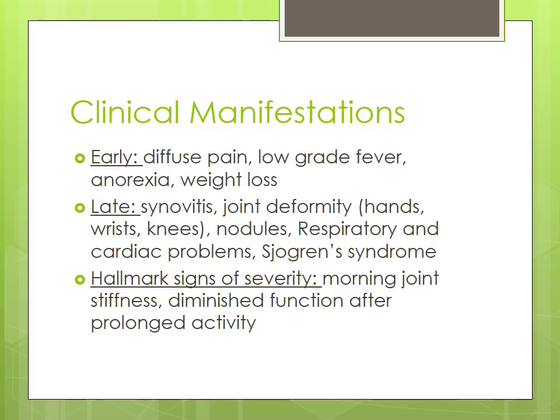Later on, as the RA progresses, that's when we see the joint deformities. You can actually see the hands get kind of gnarled. It can affect the wrists, the knees, the spine. The pain becomes more moderate, sometimes even severe.